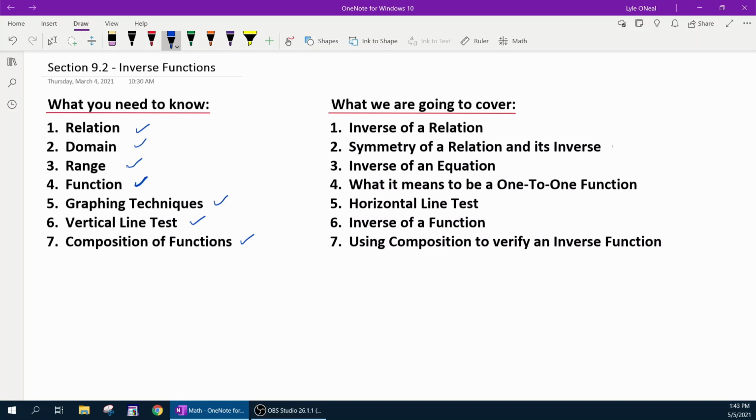Now, the things that we're going to go over in this lesson: we're going to look at how to find the inverse of a relation. We're going to look at the type of symmetry that a relation and its inverse have, how they're symmetric. We're going to look at how to find the inverse of an equation, what it means to be a one-to-one function, and the horizontal line test, what it is and what it determines. We're going to look at how to find the inverse of a function, and then we're going to use function composition to show how to verify that an inverse is correct.